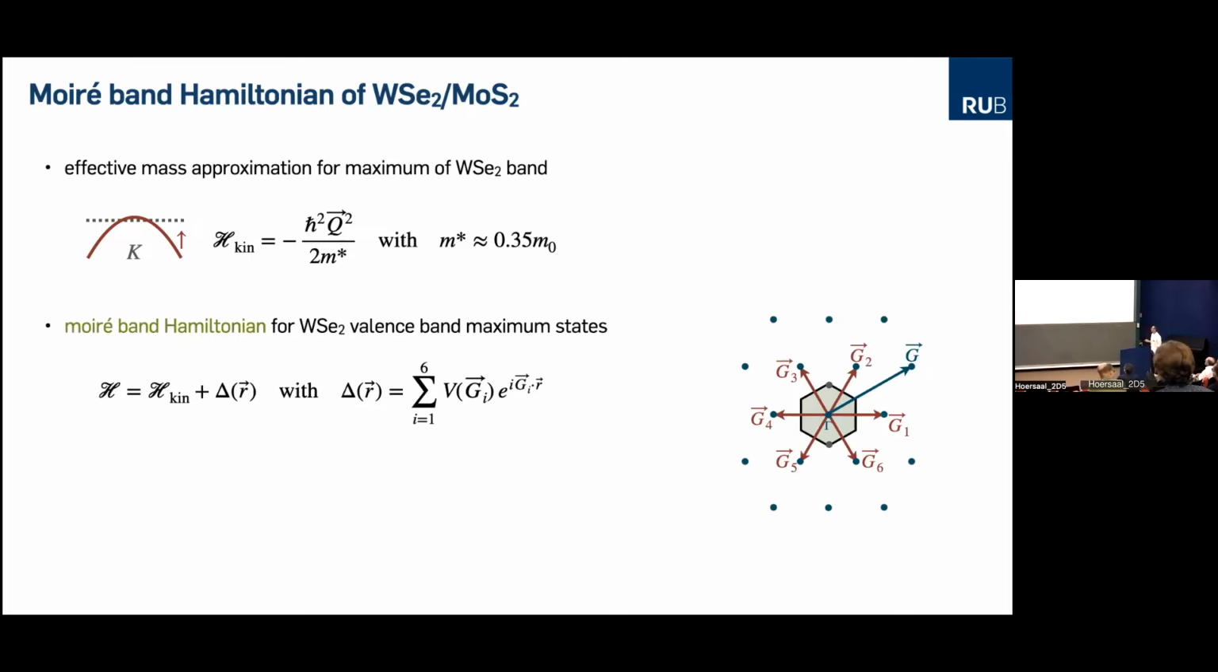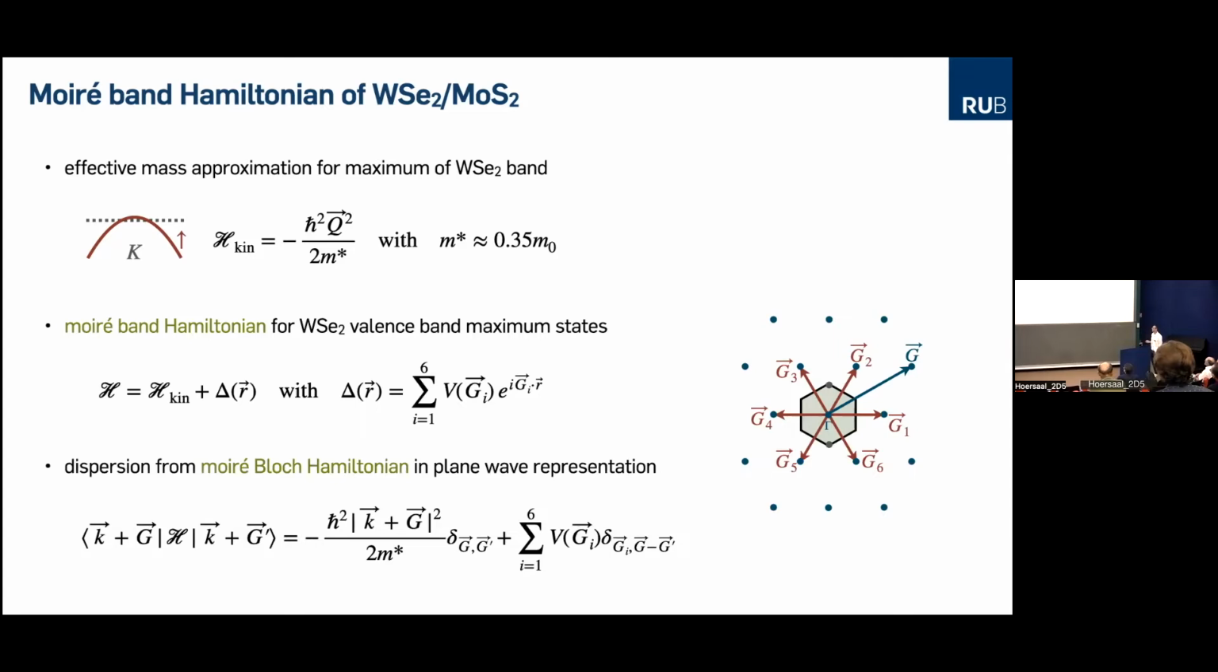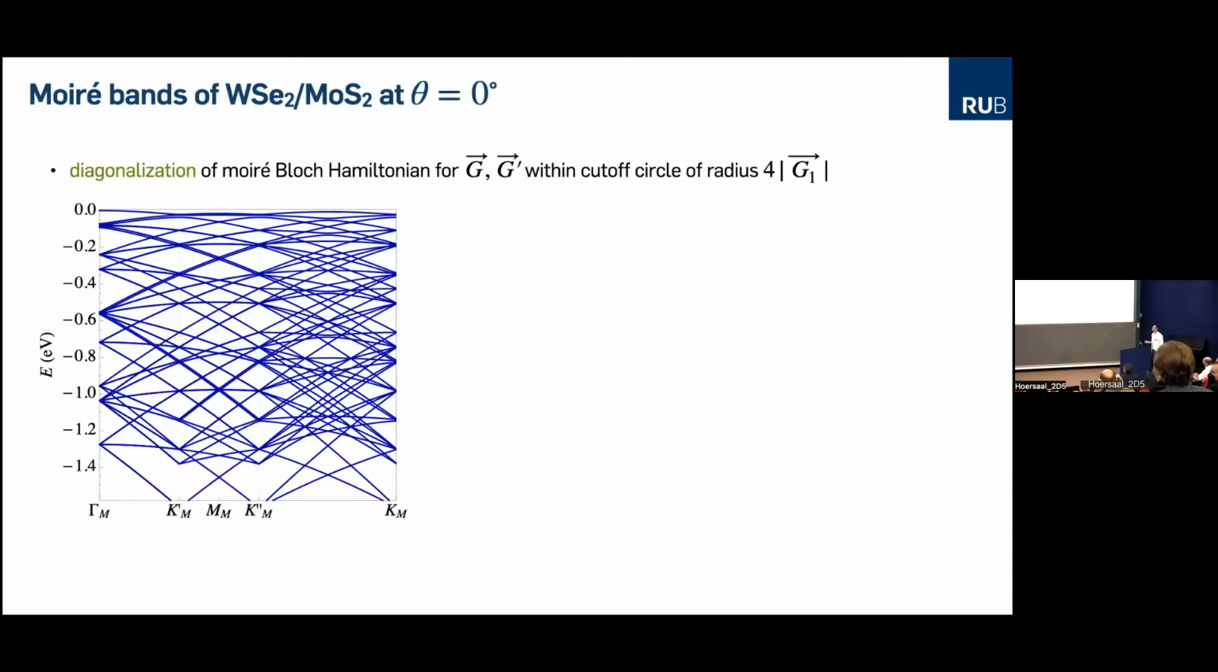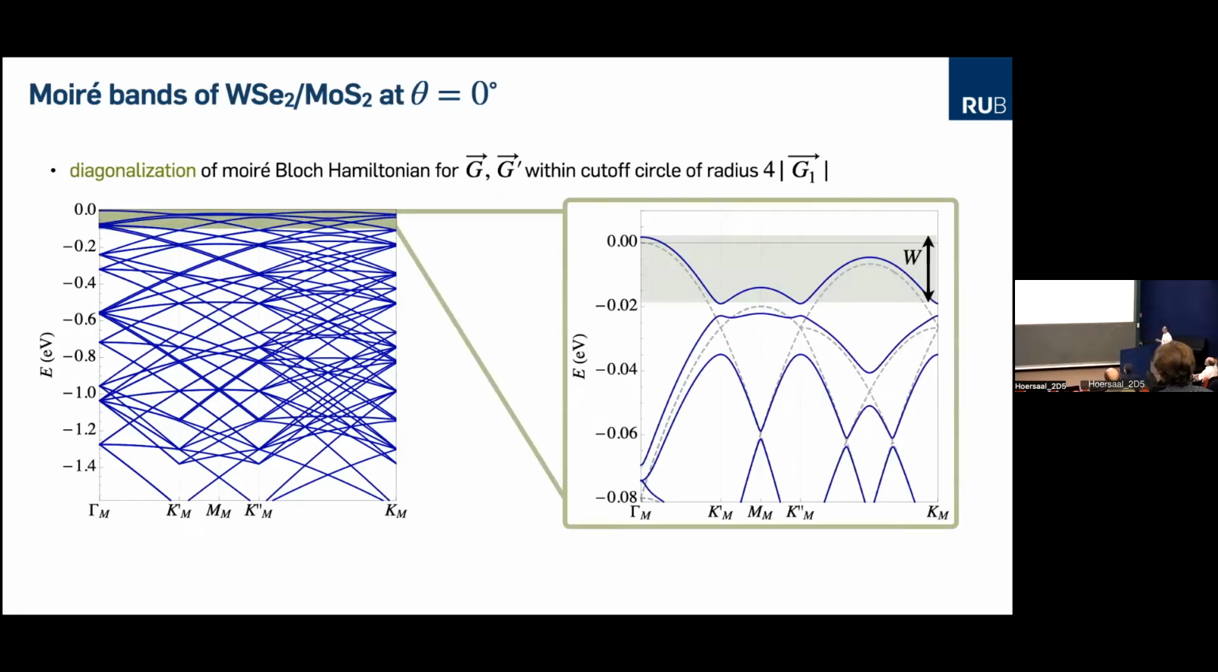Then we'll add the Moiré potential, and eventually what we can do is deduce the dispersion of the Moiré-Bloch Hamiltonian in a plane wave representation by just diagonalizing these matrix elements within a reasonably large lattice. So this basically falls back to the nearly free electron approximation that we all know from our introduction to solid state theory. And if we do this, you can calculate straightforwardly from diagonalization of the Moiré-Bloch Hamiltonian. You get a bunch of bands. Of course, if it would just look like this, you would not see a lot. So let me zoom in a little bit.